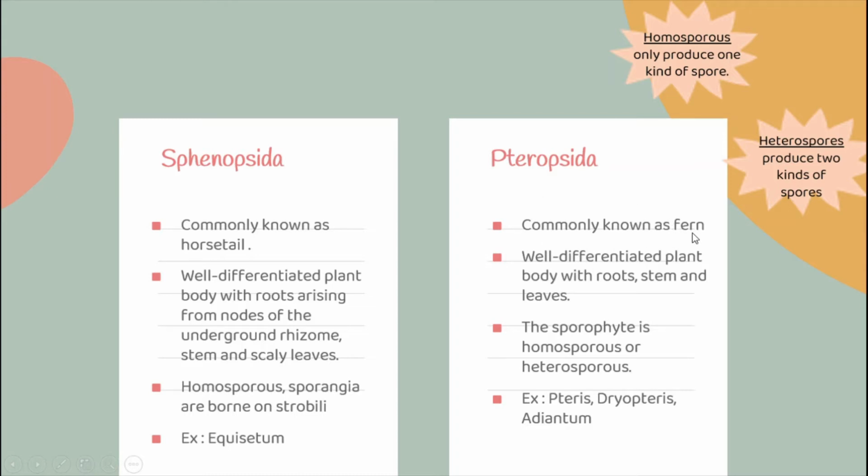You can see it basically in bushes, and also near rainforests, mostly in rainforests. It has a well differentiated plant body with roots, stem, and leaves. The sporophyte is homosporous or heterosporous, just like before with the Lycopsida. Examples are Pteridophyta, Dryopteris, and Adiantum. As you can see, one produces one kind of spore, while the heterosporous produces two kinds of spores.